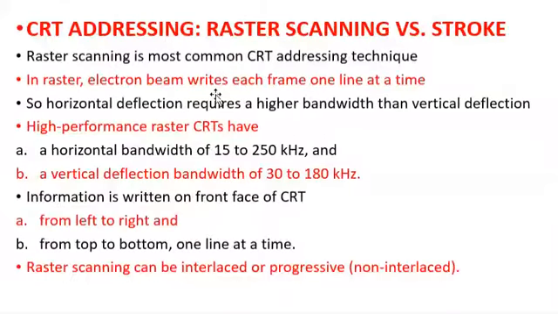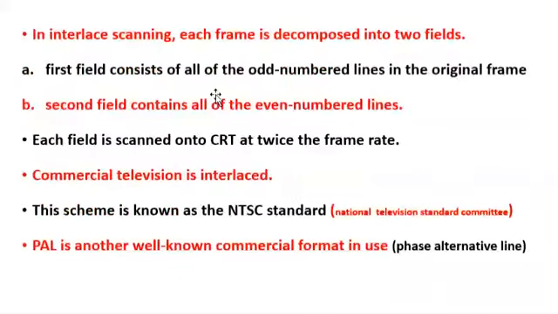The vertical. And of course, in this raster addressing method, the information is written on the front of the screen from left to right, I have already said this, and from top to the bottom, I have already also said that. Then this raster scanning is divided into two. We have what we call interlace, and we have what we call progressive raster scanning, non-interlace.